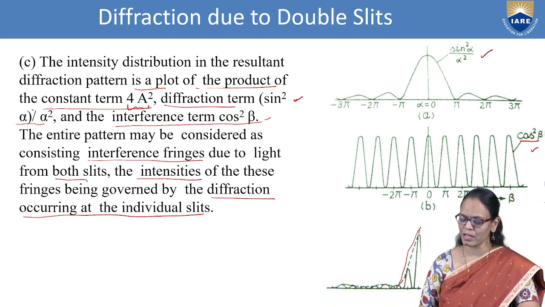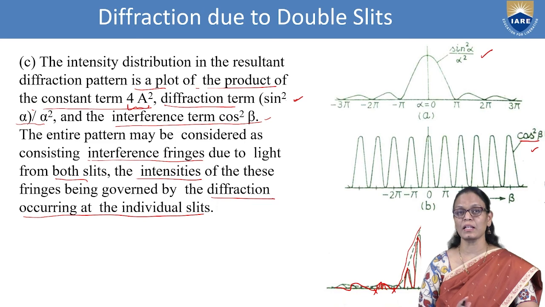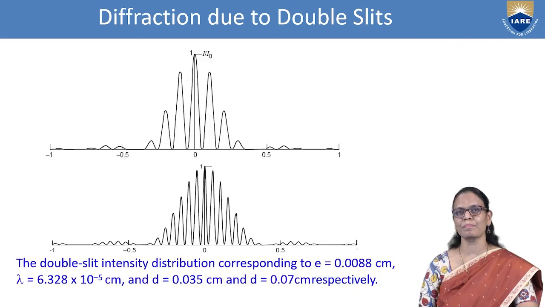There is a central maxima. Inside you will have the interference pattern, and then you will have minima. These are the secondary maxima. These are the minima. Again, on the other side also, we have minima. But in between, what you have is the interference pattern. So if you see it in light, the pattern looks something like this.